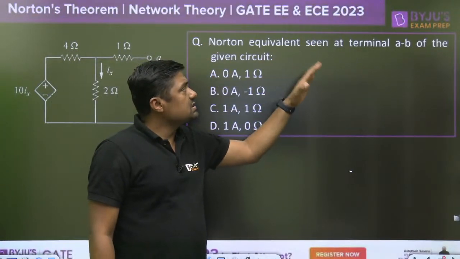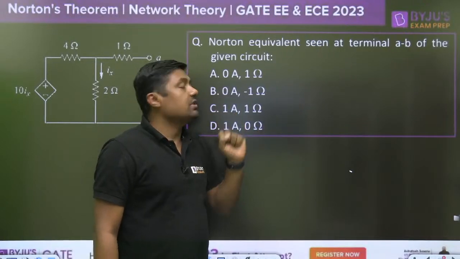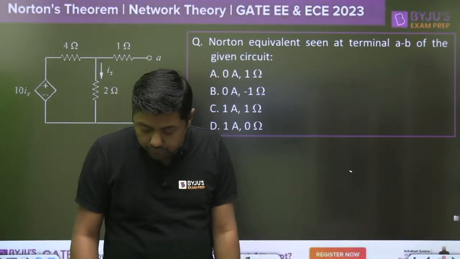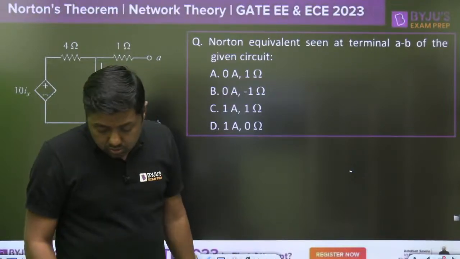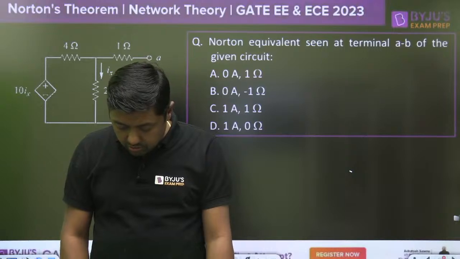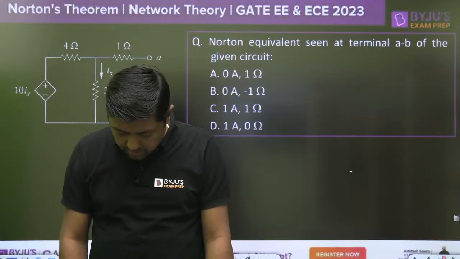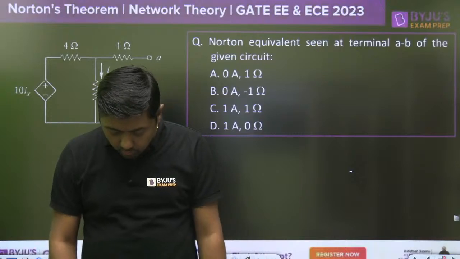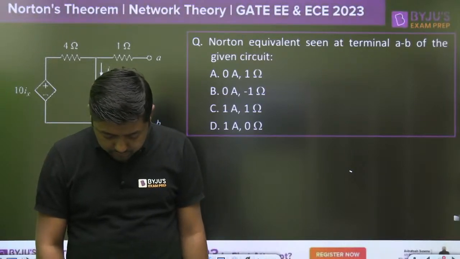Find the Norton's equivalent seen at the terminal AB of the given circuit. What is the Norton's equivalent? How will you find it? Please share this once in your group so that students will join the session. Tell me, what will be the answer for this question?